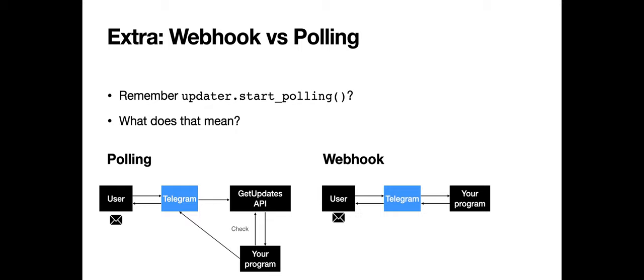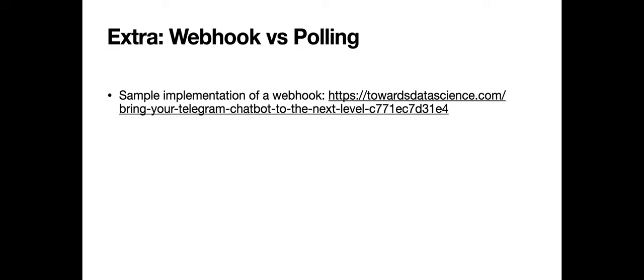The reason I'm telling you about this is because based on the kinds of implementations you might be doing, or where you choose to host your bot, these differences matter. In the polling context, your CPU usage is slightly higher because you're constantly checking a website. In a webhook context, that may not be the case because you just sit there and wait for an incoming request. So this is just some extra knowledge that you can make use of. And in the slides, there's a sample implementation of how to create a webhook.